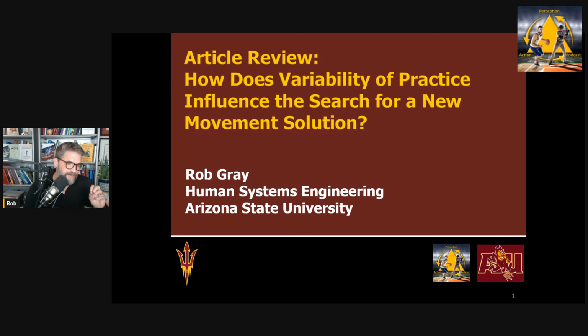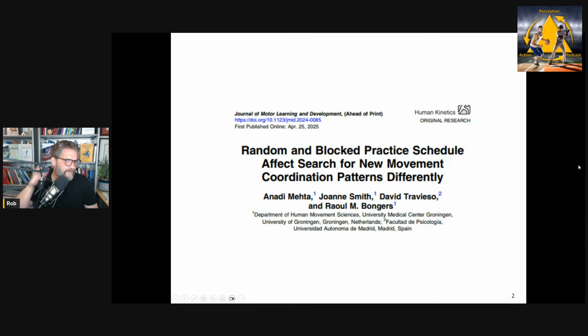In today's episode, I want to review this really interesting new article looking at how variability of practice, using the classic random versus blocked comparison, influences how we search solution space and task space. And I'll get into what those mean again. The specific paper is by Raoul Bongers and colleagues at University of Groningen, who do lots of great work on motor learning and skill acquisition. This is the paper in General Motor Learning and Development.